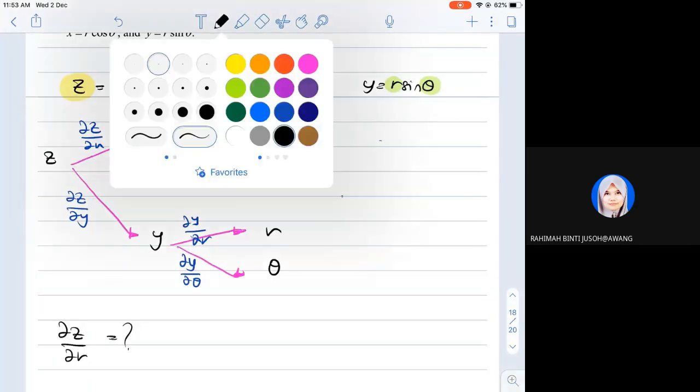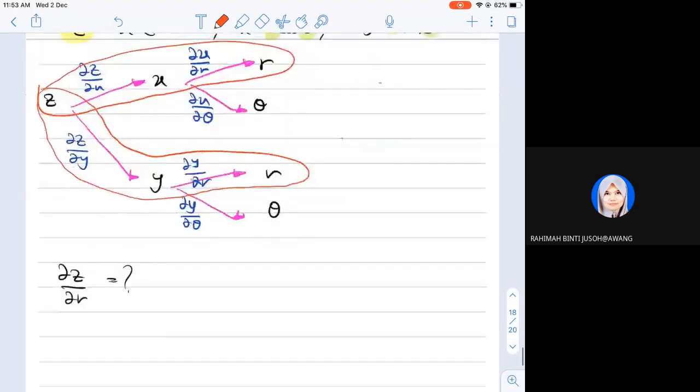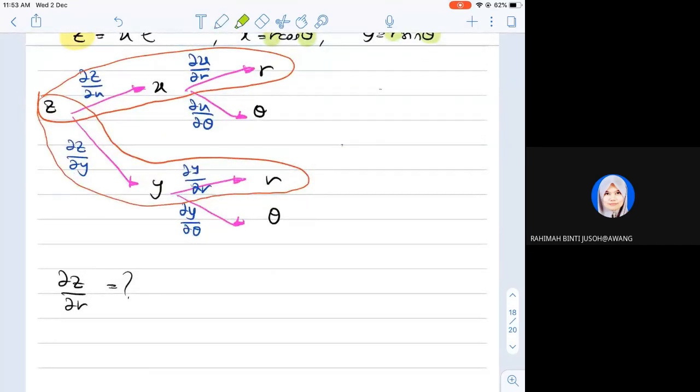So the movement should be from z goes to x goes to r. This is the first one. And then z goes to y goes to r. This is the second one. Okay, so we will have del z over del x multiplied by del x over del r plus del z over del y multiplied by del y over del r.